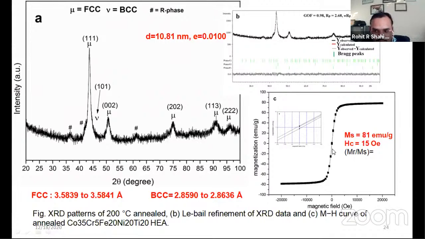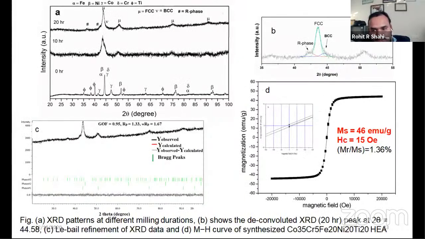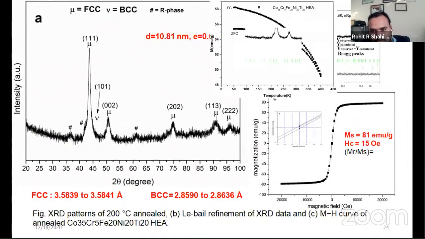We can also see the change in the data, that is, magnetization Ms and Hc. The magnetization is just double, but the Hc is 15, the same as the previous one. So we can somehow restrict the grain size. We restrict the enhancement of the grain size by low temperature annealing, and this data shows that.